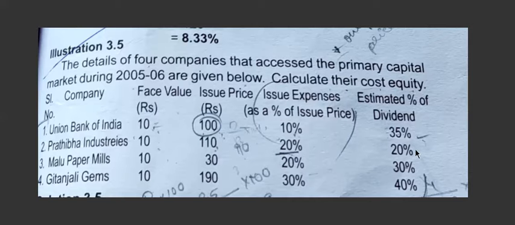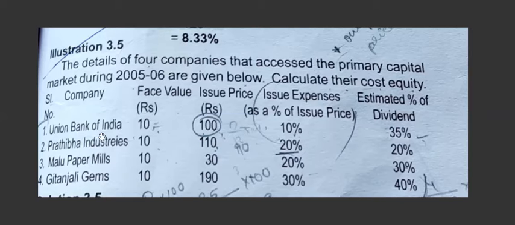Now as you know, to calculate cost of equity, the formula is D divided by P into 100, where D refers to dividend and P refers to market price. When market price is not given, you have to calculate net proceeds. In the problem they have given the face value, the issue price, which you take for net proceeds, then the issue expenses that you have to deduct, and the dividend.